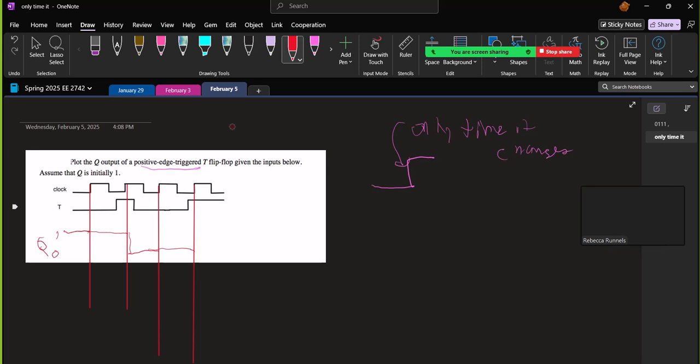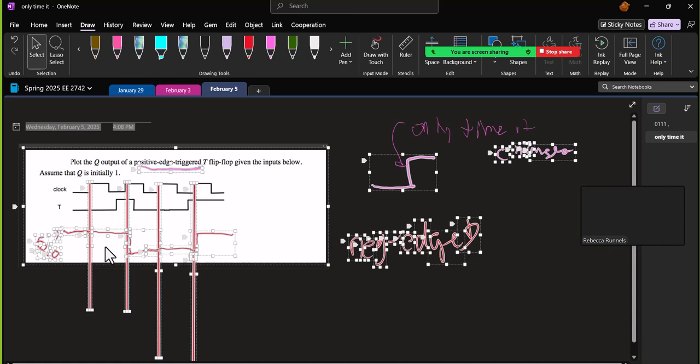It toggles. Okay, now let's pretend for a moment that instead we had a negative edge triggered D flip-flop. Negative edge D. So it's not going to do anything at these vertical red lines. It is going to change at the negative edge. So I'll put in negative edge lines.